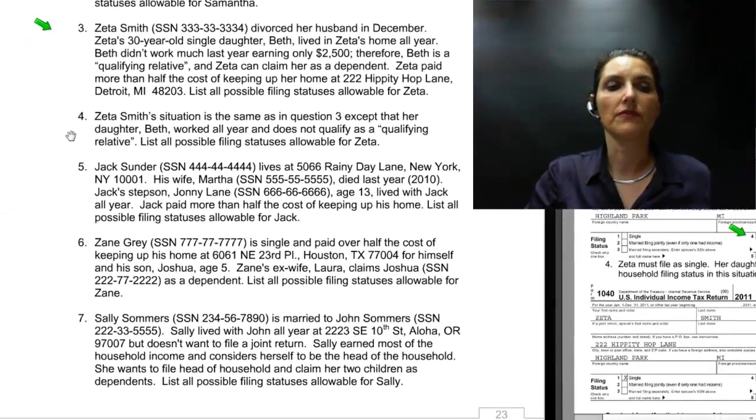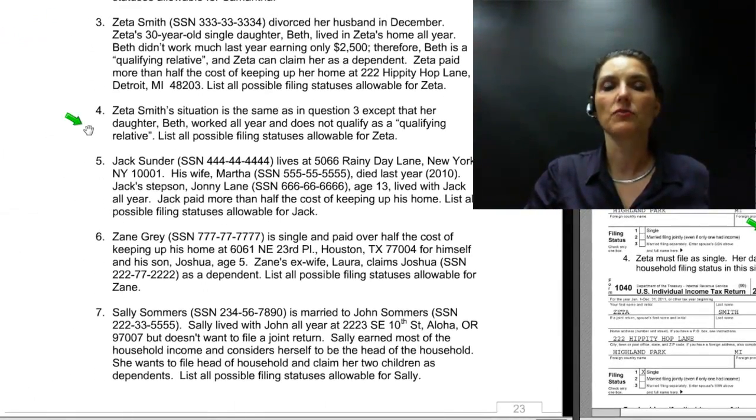Question number 4. Zetta Smith's situation is the same as in number 3, except that her daughter Beth worked all year and does not qualify as a qualifying relative. List all possible filing statuses allowable for Zetta.